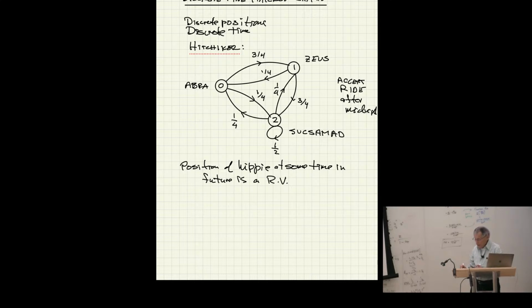And of course, we want to find out where he's going to be with some probability. Okay? So let's identify the cities. Let x sub n denote the city the hippie is in on day n. Jumping around, okay?